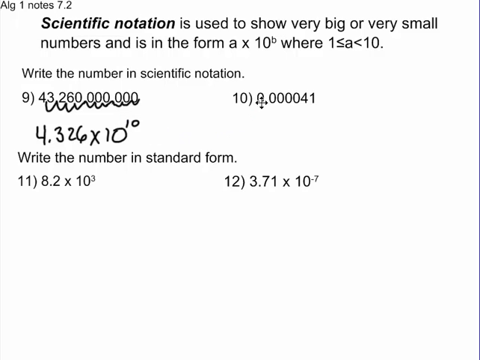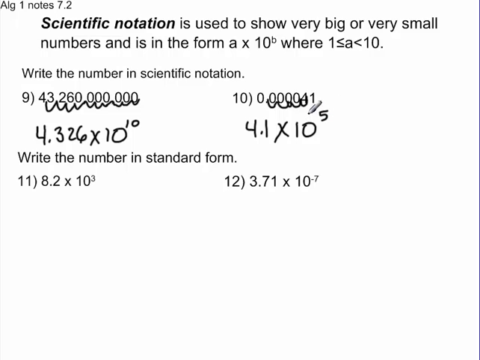Now, the opposite is true for number 10. Number 10, I'm still starting the same way. I'm going to count over by decimal points until I get a number that's between 1 and 10. 4.1 will work. 4.1 is between 1 and 10. Following my format, times 10 to the what? Well, again, we go right back to the beginning. Let's count. 1, 2, 3, 4, 5. Okay, so it's to the 5th power.